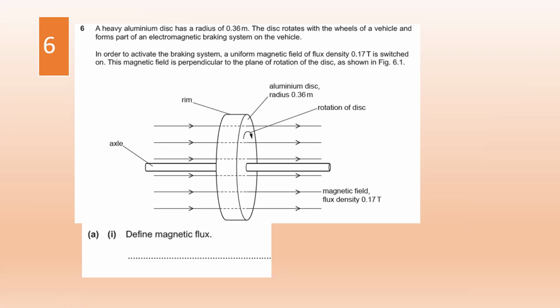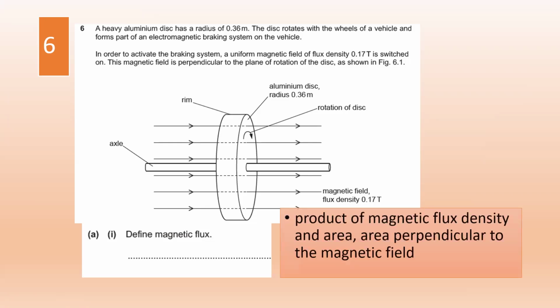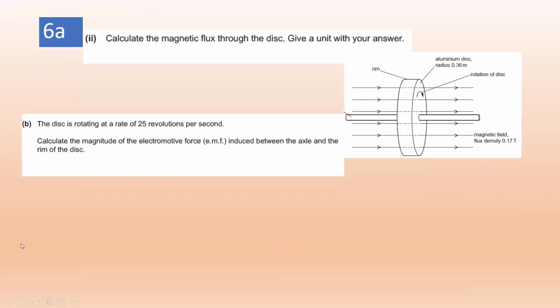Product of magnetic flux density and area normal to the magnetic field. Okay. Calculate the magnetic flux through the disc. Give your unit for your answer.